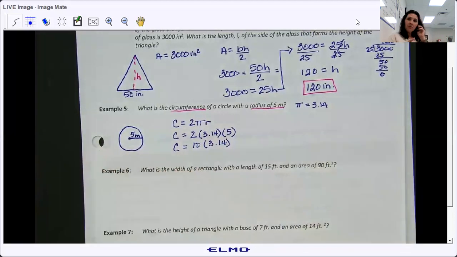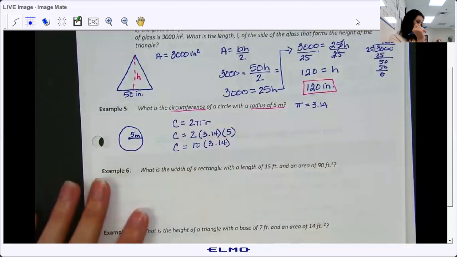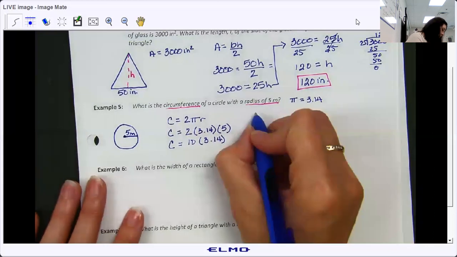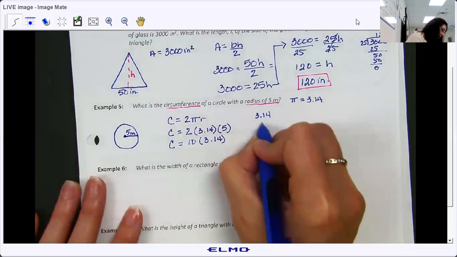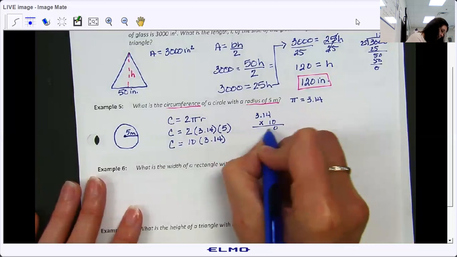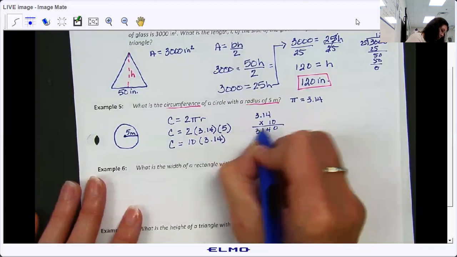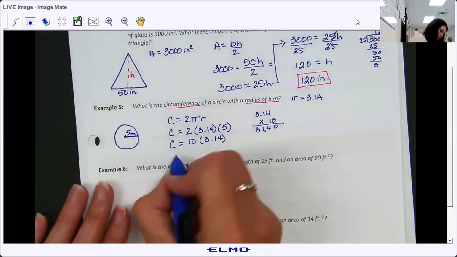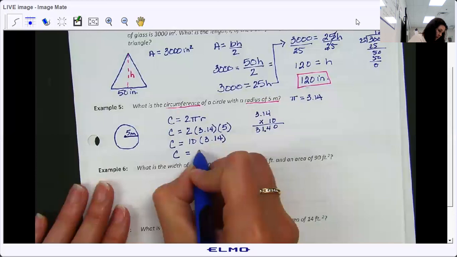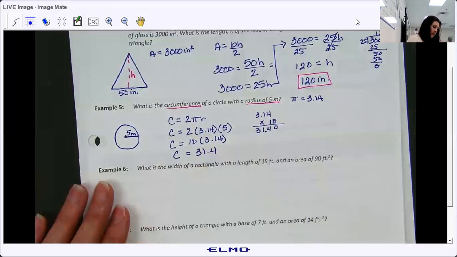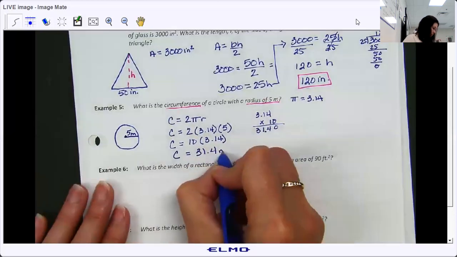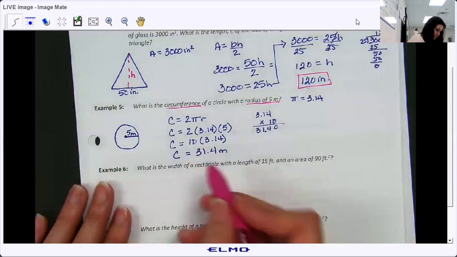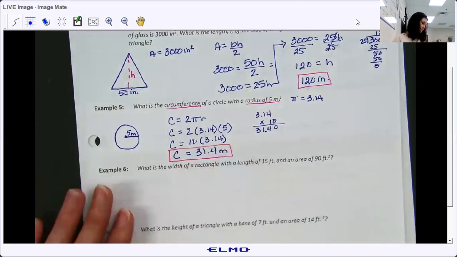And if you know your powers of 10 when multiplying, you know that multiplying by 10 just moves your decimal over one place, okay? But if you didn't know that, you could take 3.14 times 10, and you move your decimal over, and you get 31.4. So the circumference is 31.4, and the unit is meters. So this would be your final answer right here. All right.